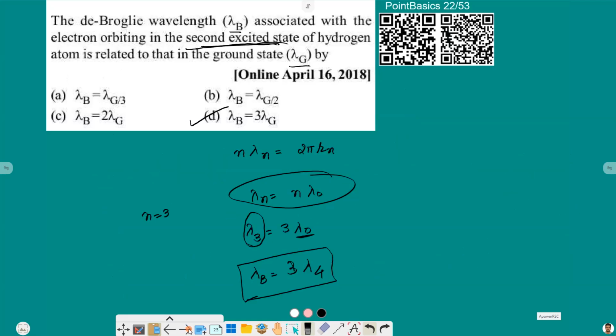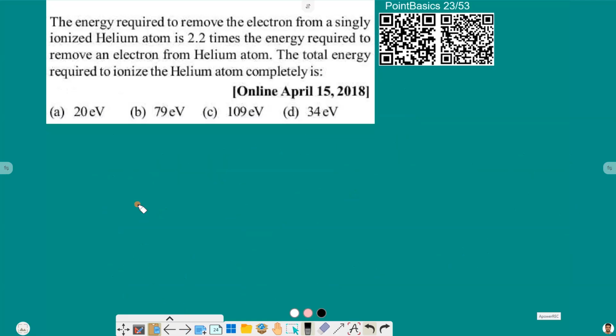So moving ahead, the energy required to remove the electron from a singly ionized helium atom is 2.2 times the energy required to remove an electron from a helium atom. The total energy required to ionize the helium atom completely is. Now let us first get the basic idea regarding this helium atom.